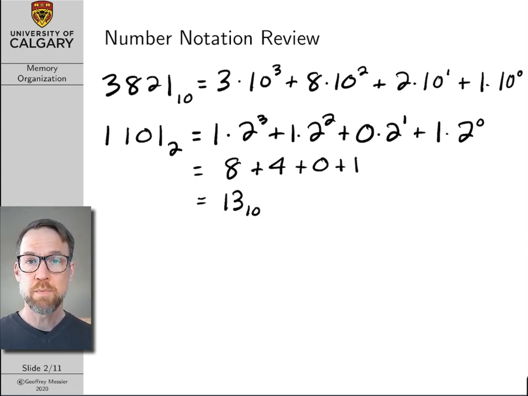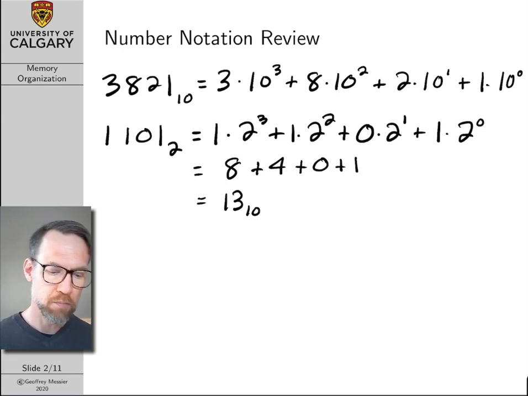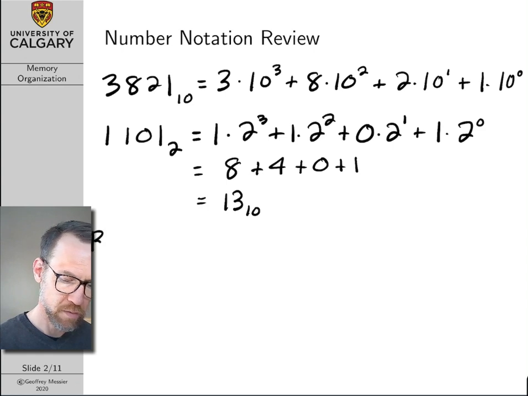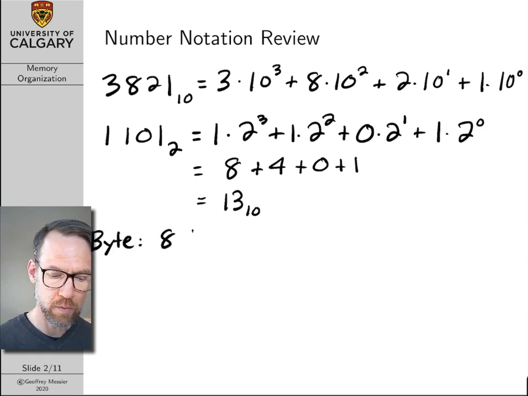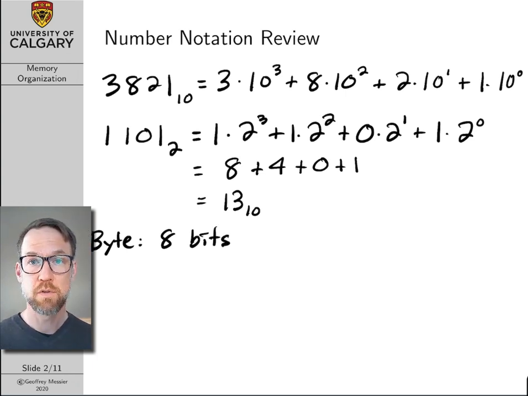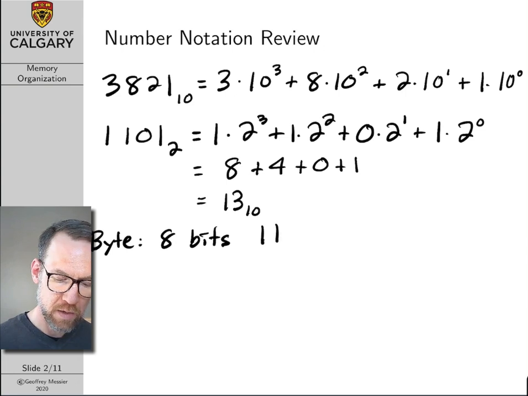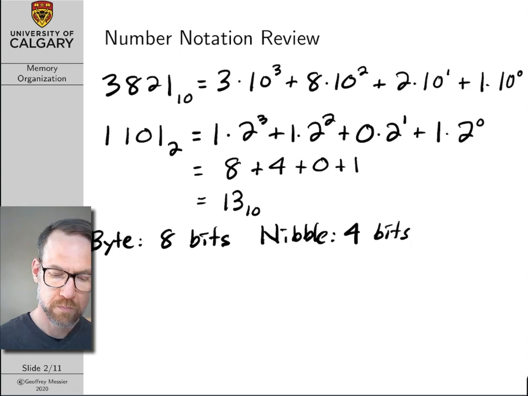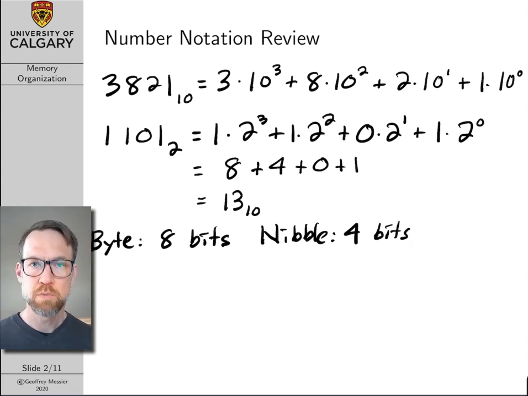Now, when we're working with binary numbers, we're going to be grouping them together. A byte is equal to an 8-bit base 2 number, and a nibble is a 4-bit base 2 number. 2 nibbles make a byte, obviously.